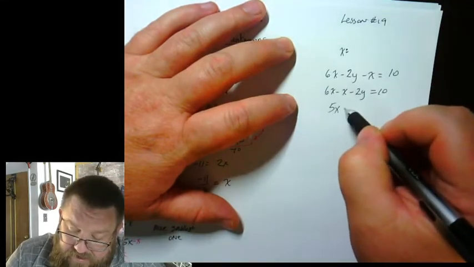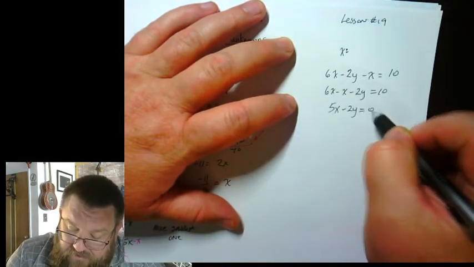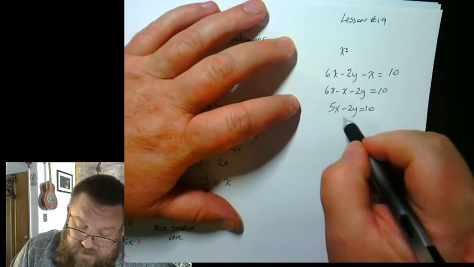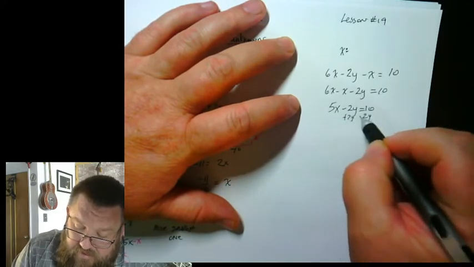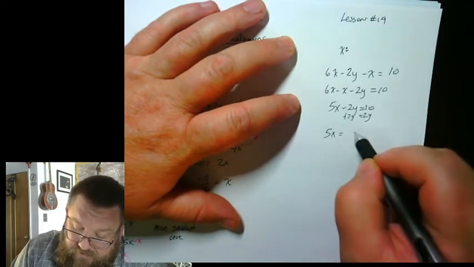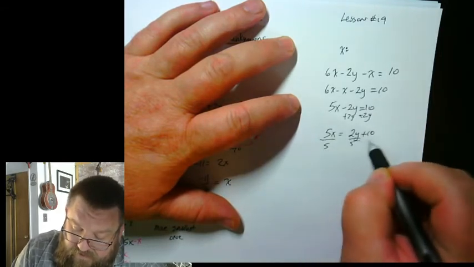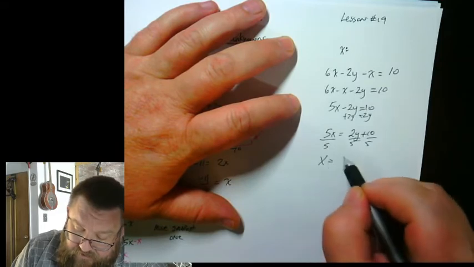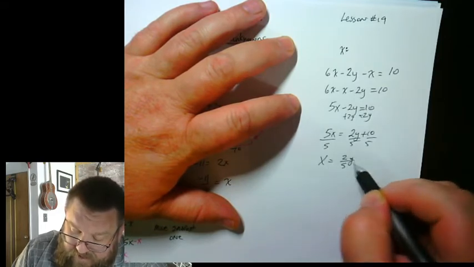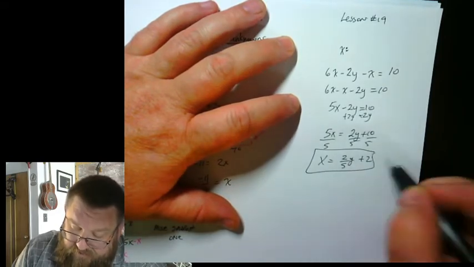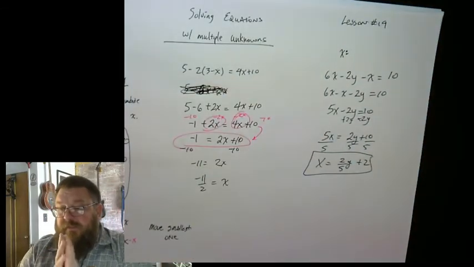So this is 5x minus 2y equals 10. So I'm going to add 2y to both sides, right? You get 5x equals 2y plus 10, and then divide both sides by 5. Do you see? So x is equal to 2/5 y plus 2. Always reduce.